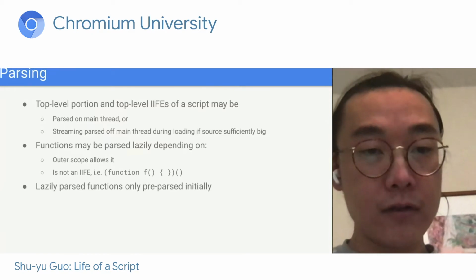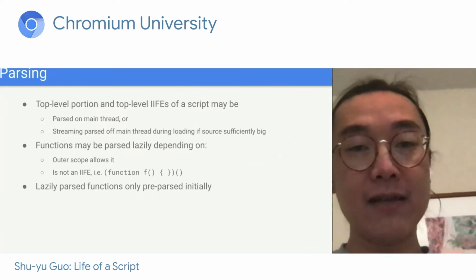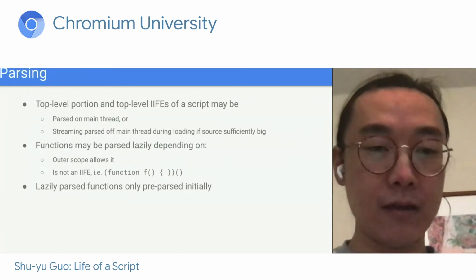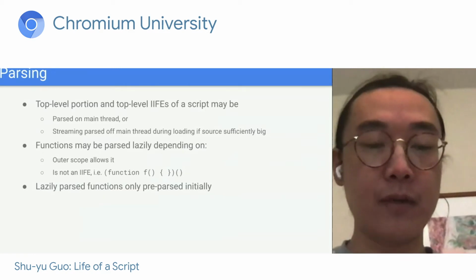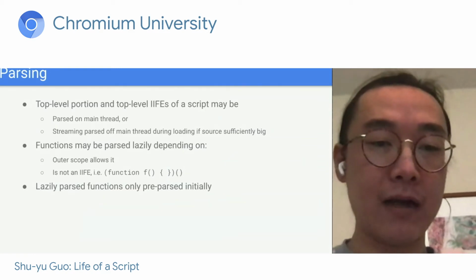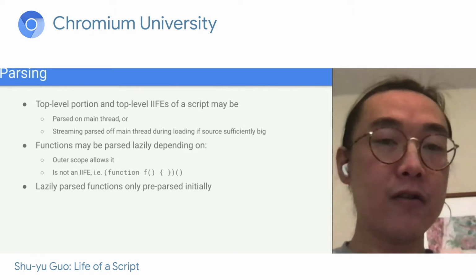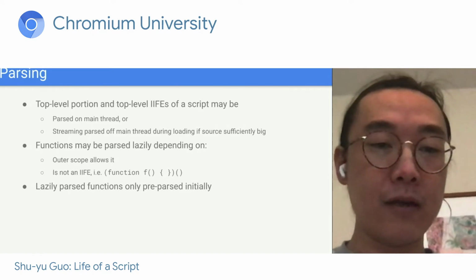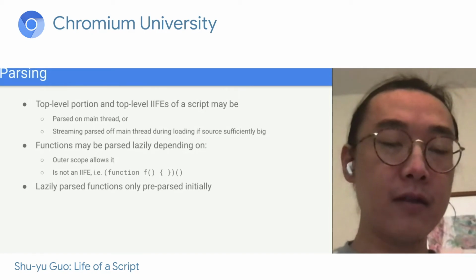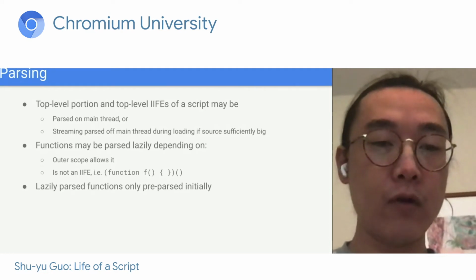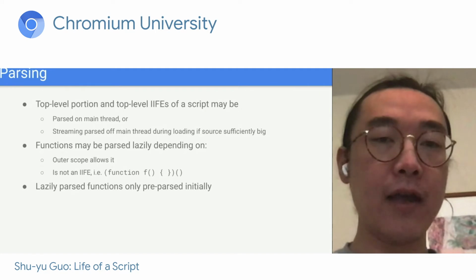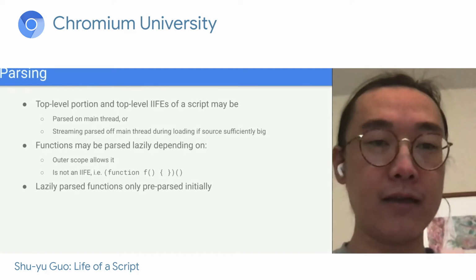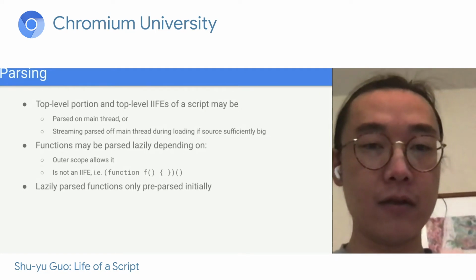But functions may in fact be parsed lazily. They're not parsed until they are needed. And they're parsed lazily depending on some heuristics, such as being an IIFE or not, or if the outer scope allows it. For functions we identify as wanting to be parsed lazily, we don't fully parse them. We only parse them to check for validity and syntax errors, and we don't allocate the AST upfront, to save on speed and memory.